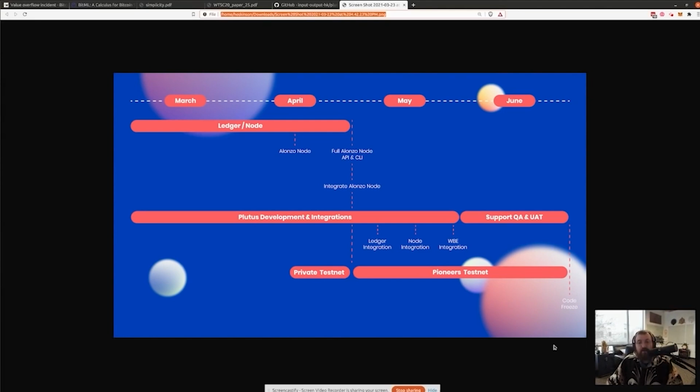Now, while this is occurring, there's going to be many integrations of the Plutus framework, the application framework, into the ledger, the node, and the wallet backend. And then there'll be, in the end of May, entering into June, a huge surge of QA and user acceptance testing and so forth. Now, the goal here is to make sure that we get a lot of these integration issues out, because Plutus was built by an independent team in parallel to the Shelley team. And now that that's being pulled in, there's going to be some rough edges in that integration.